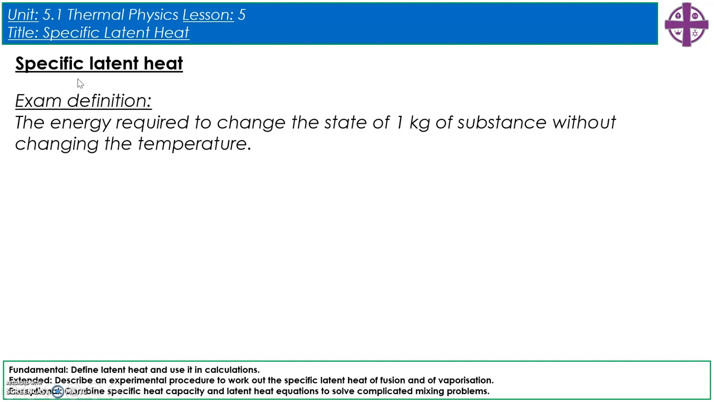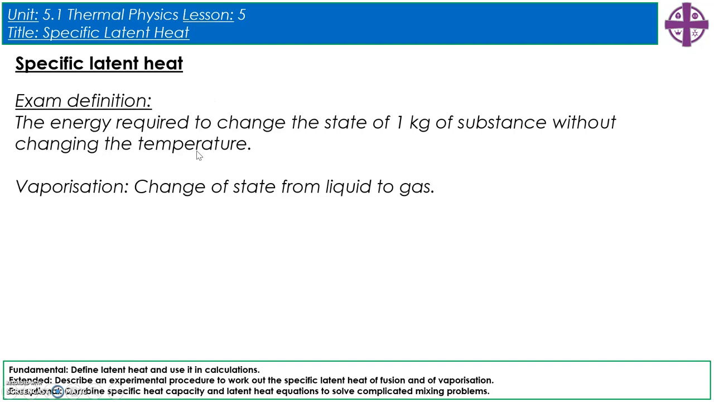So to summarize, specific latent heat is all about changing state. Specific heat capacity is all about changing temperature. There are two types of specific latent heat. There is specific latent heat of vaporization, which is changing state between liquids and gases. And there's specific latent heat of fusion, which is changing state between solids and liquids.